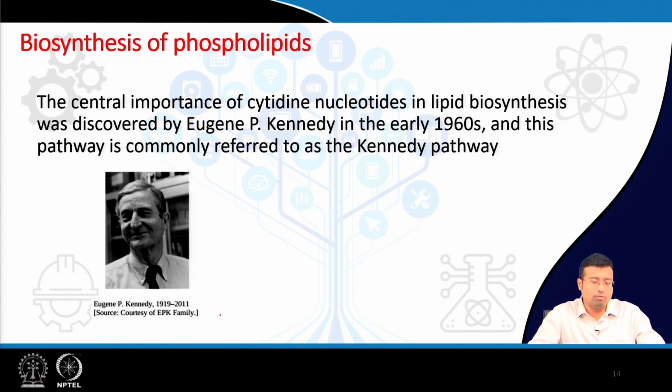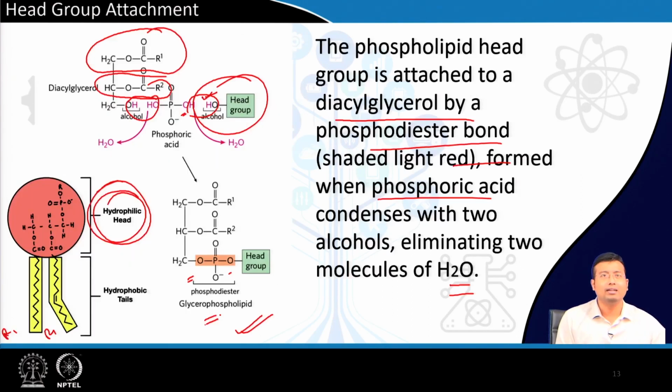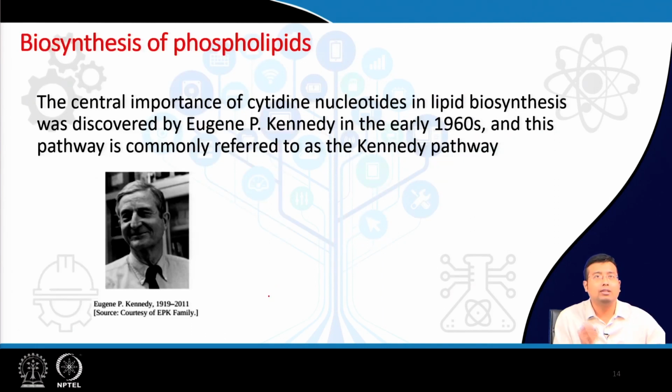Now, when we look at the synthesis of a phospholipid, we will find that in most cases the head group is donated with the help of CDP, that is cytidine nucleotide. What is a nucleotide? It is a nitrogenous base, pentose sugar and a phosphate group. ATP, ADP, CDP, UDP, these are all nucleotides, where a nitrogenous base, that is cytidine, pentose sugar and a phosphate group is attached.